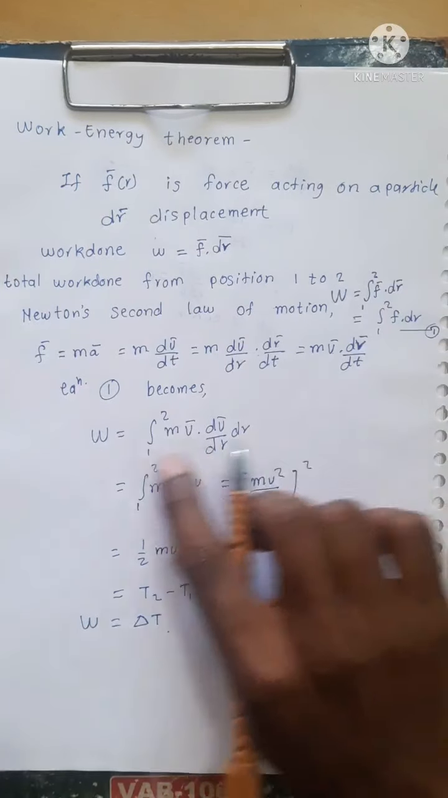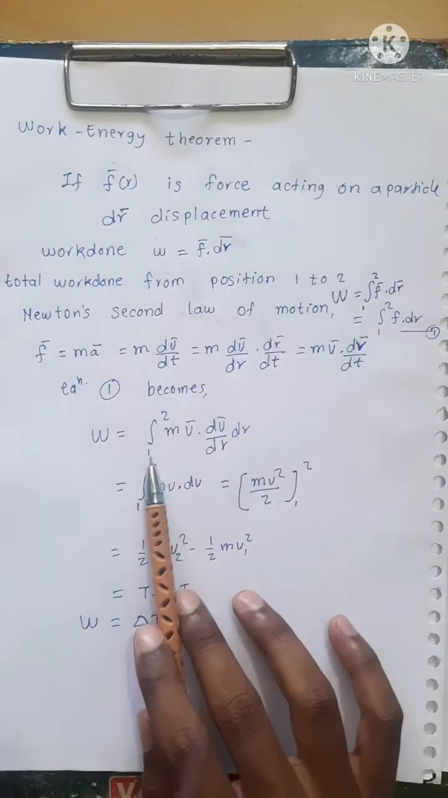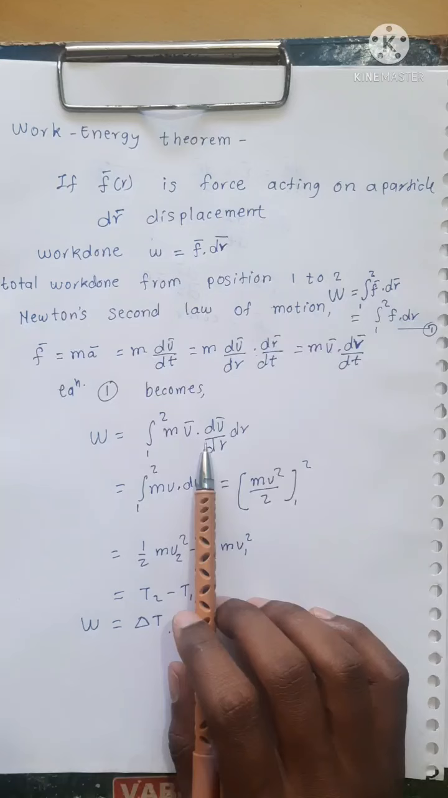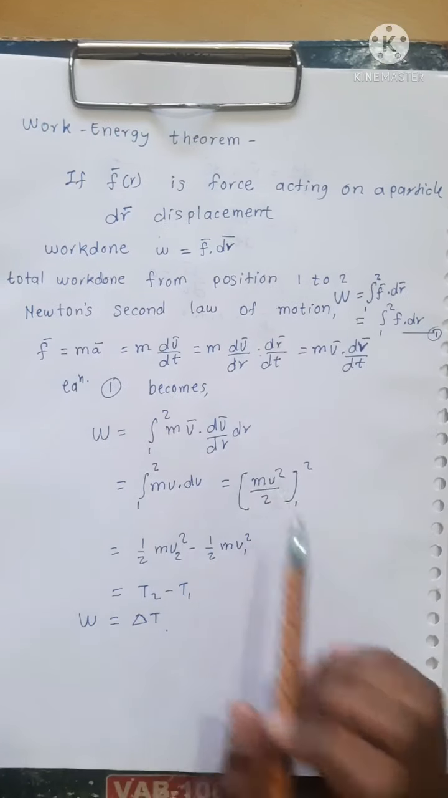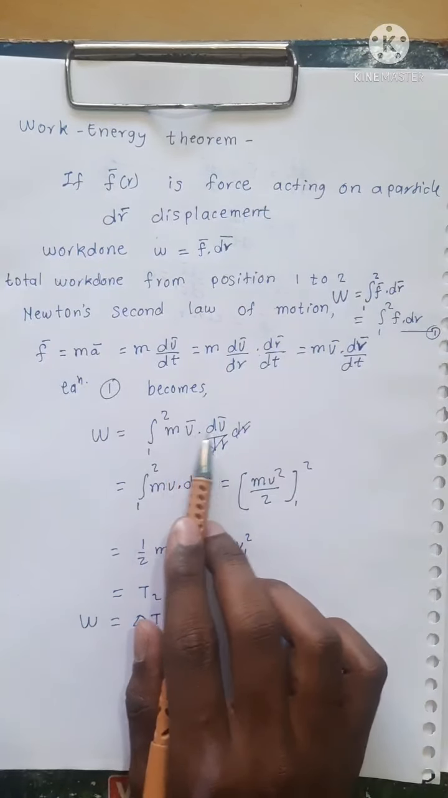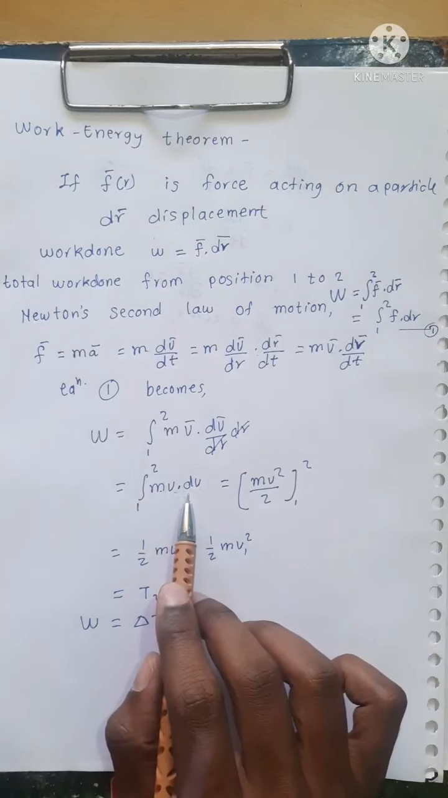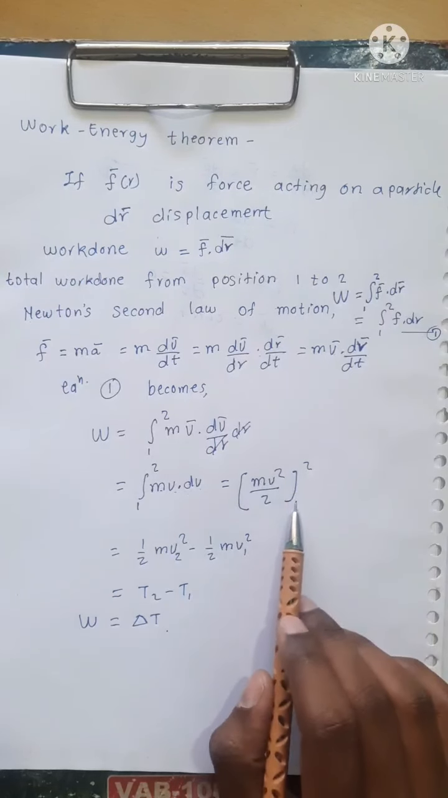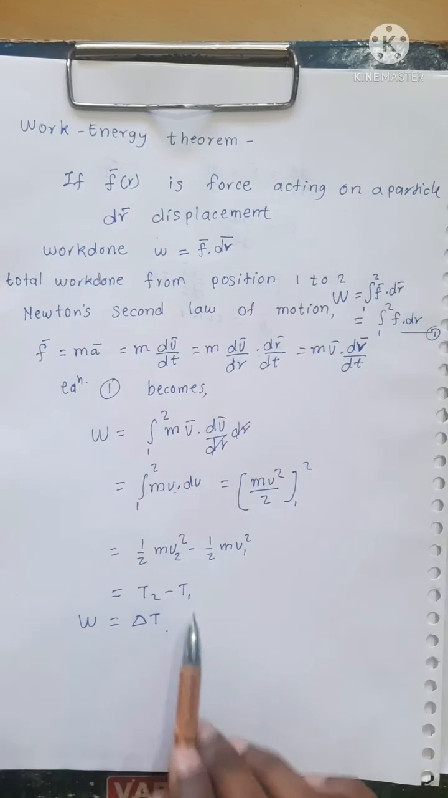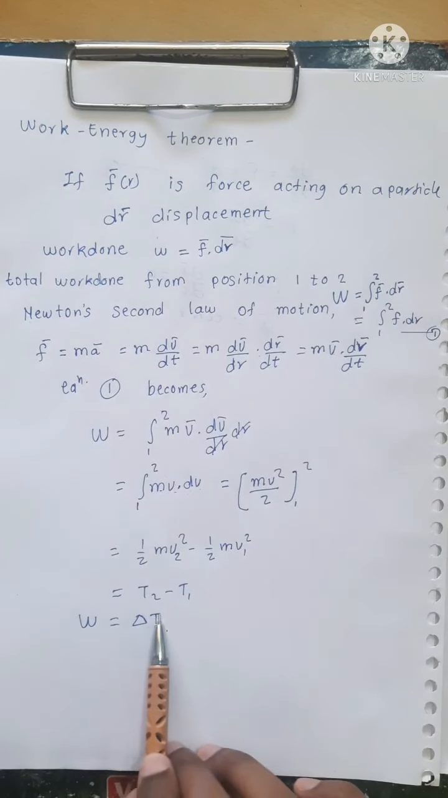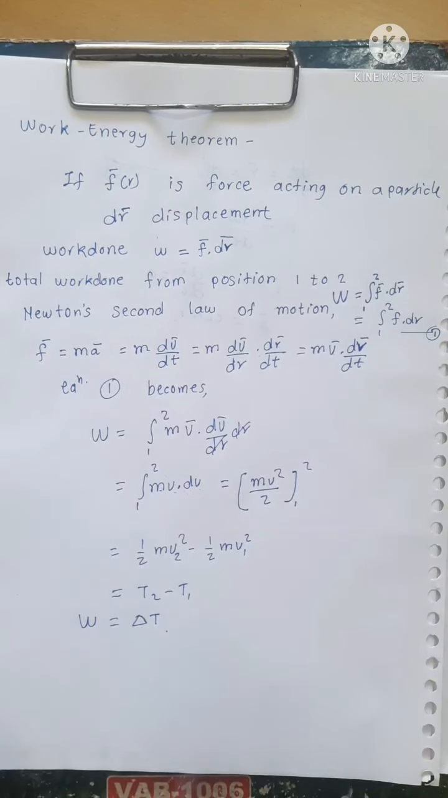and we get this equation. W is equal to the integration from 1 to 2 of mass times velocity into dv bar by dr into dr. So this dr gets cancelled, and here again we can treat it as a regular product. Now taking the integration of mv with respect to dv, we get mv square by 2, we know this definite integration, and putting the values we get T2 minus T1, that is, the change of kinetic energy. We know this is kinetic energy, so this is the change in kinetic energy. So we just proved the work energy theorem, that is, work done is nothing but the change in kinetic energy.